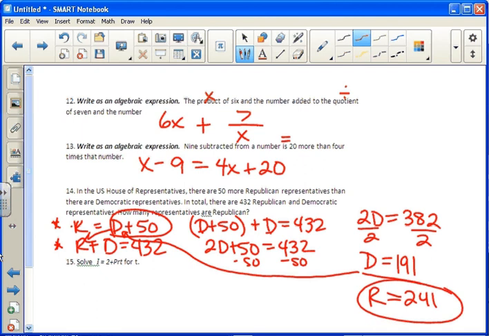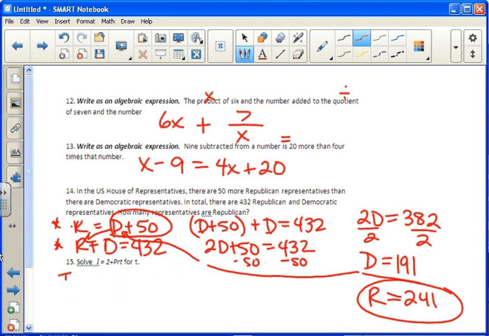Okay, last question for this part of the video. Solve I equals 2 plus PRT for T. Again, when they tell you to solve for something, that just means get it by itself. So we have I equals 2 plus PRT. I'm going to rewrite it because it's a little hard to read. Remember, you do have this on your sheet, hopefully.